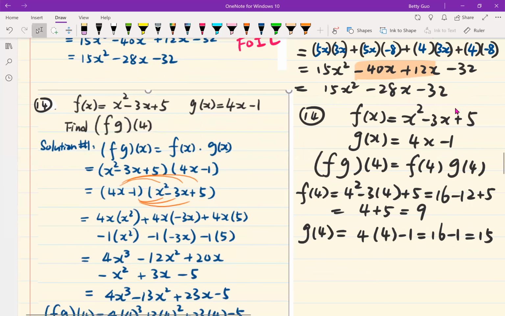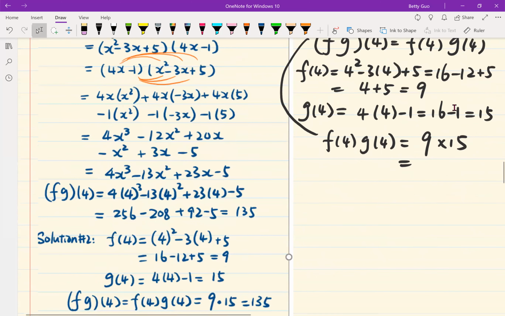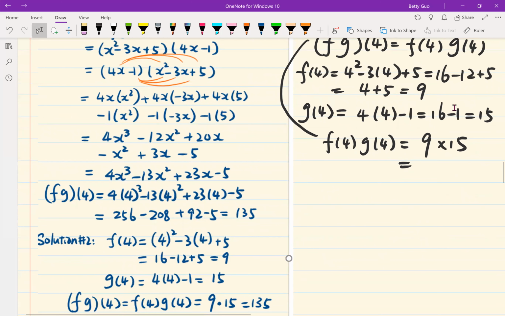So fg of 4, which is f of 4 times g of 4, would be the multiplication of 9 and 15. Use your calculator. Multiply 9 by 15. You have 135.